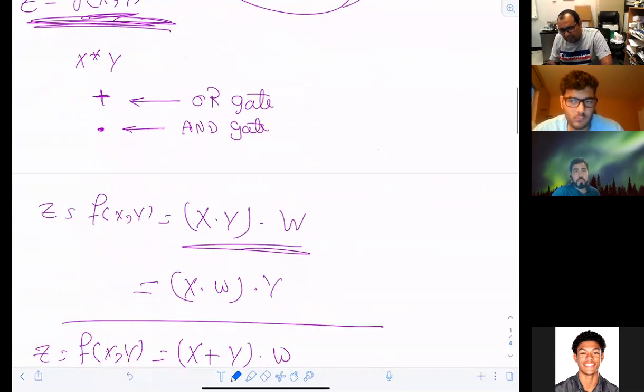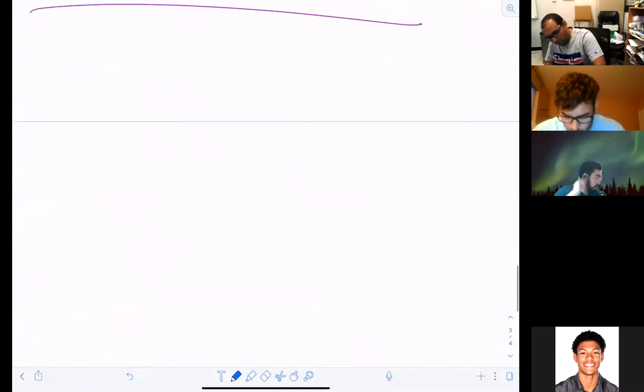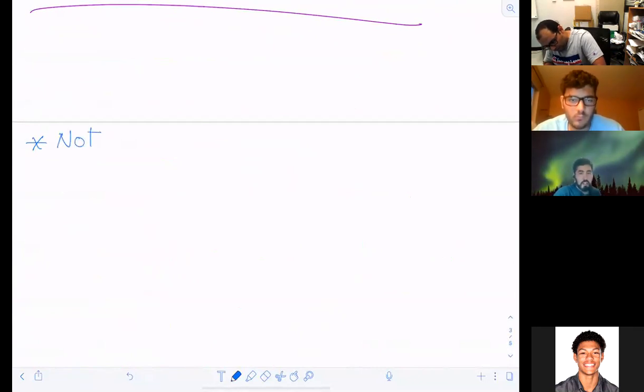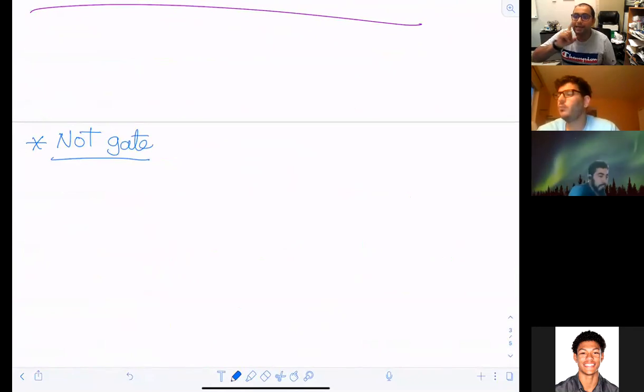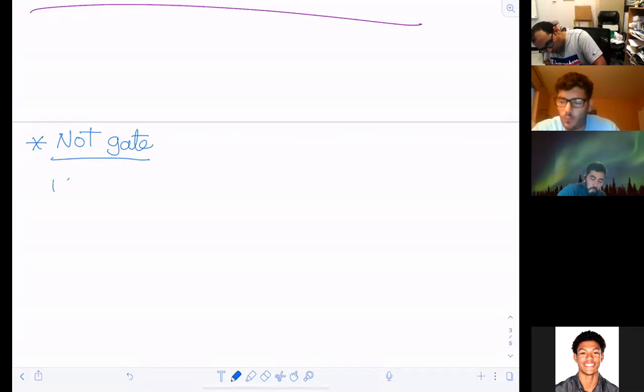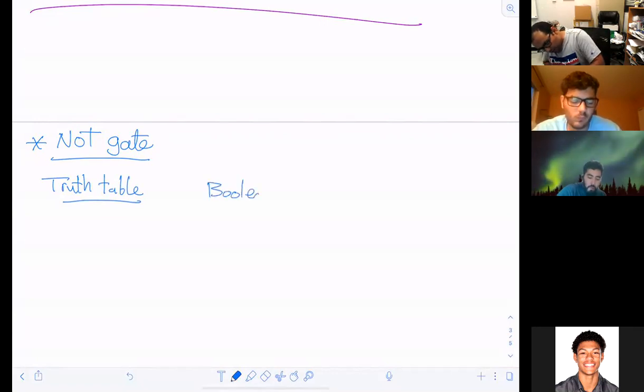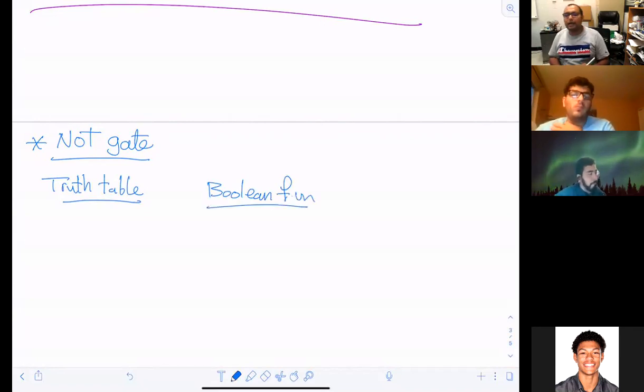Okay? So let's take it one by one. So we said the NOT gate. Any gate is going to be represented by three things. What are the three things? Truth table, Boolean function, and symbol.